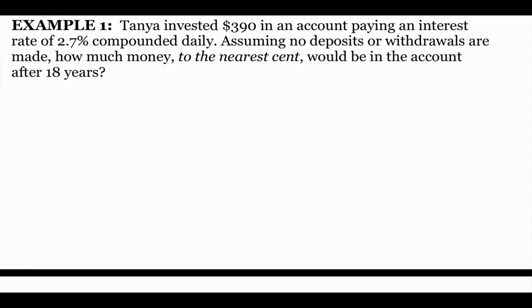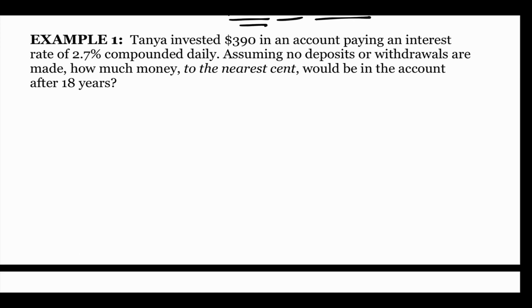Tanya invested $390 in an account, paying an interest rate of 2.7% compounded daily. Assuming no deposits or withdrawals are made, within the time she has the money in the bank, she doesn't touch the money. $390 just stays. How much money is she going to have to the nearest cent after 18 years? So she puts in $390, doesn't touch it for 18 years, comes back in 18 years. How much money will be in that account? That's what we're trying to figure out.